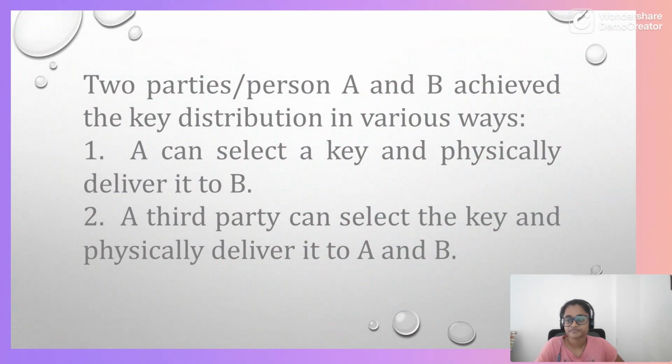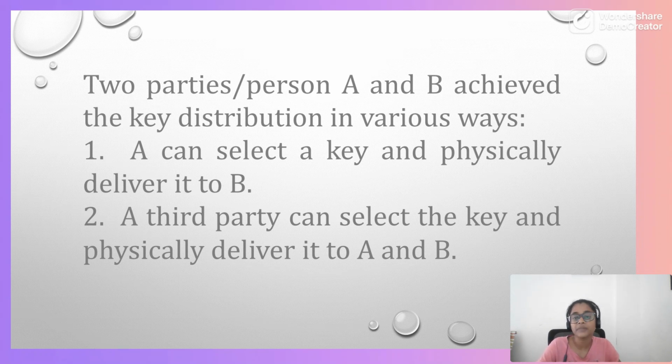So say we have two parties, A and B, that achieve the key distribution in various ways. There are various ways in which this key distribution can take place. Suppose there's a party A and B. A can select a key and physically deliver it to B. That is, A goes directly to B, physically giving the key directly to the person B.